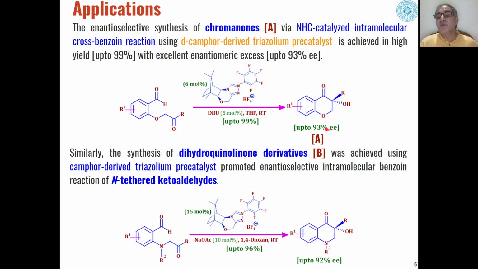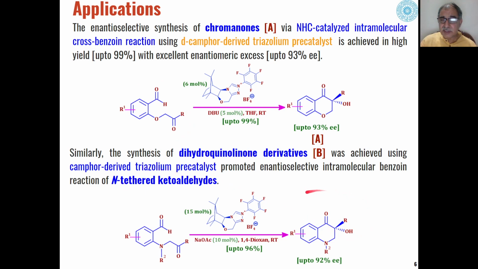of the product formed is very high, of the order of 93%, and the yield of the product formed is also extensively high, that is, up to 99% yields of the products can be formed. So these types of chromanones are formed from intramolecular cross-benzoin reaction of these types of carbonyl compounds.